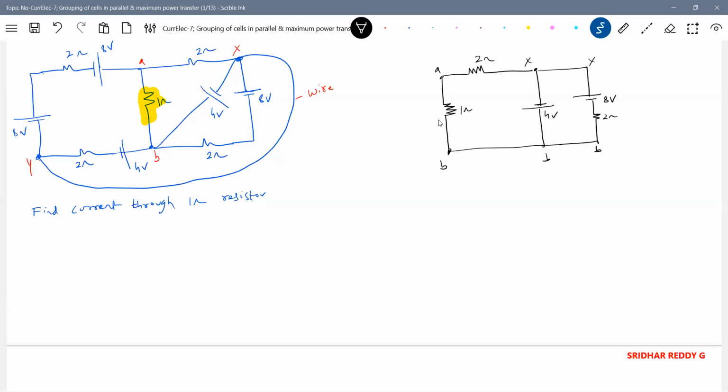Now look at this 8 ohm. This is 8 volt, this is 8 volt. 8 plus 8, again they are in series. So 16 volt and 2 ohm, connected between A and Y. X and Y are at the same potential. There's a common point B we made. Again between B and Y, one cell will come. This cell, nothing but these two, will be parallel to this.